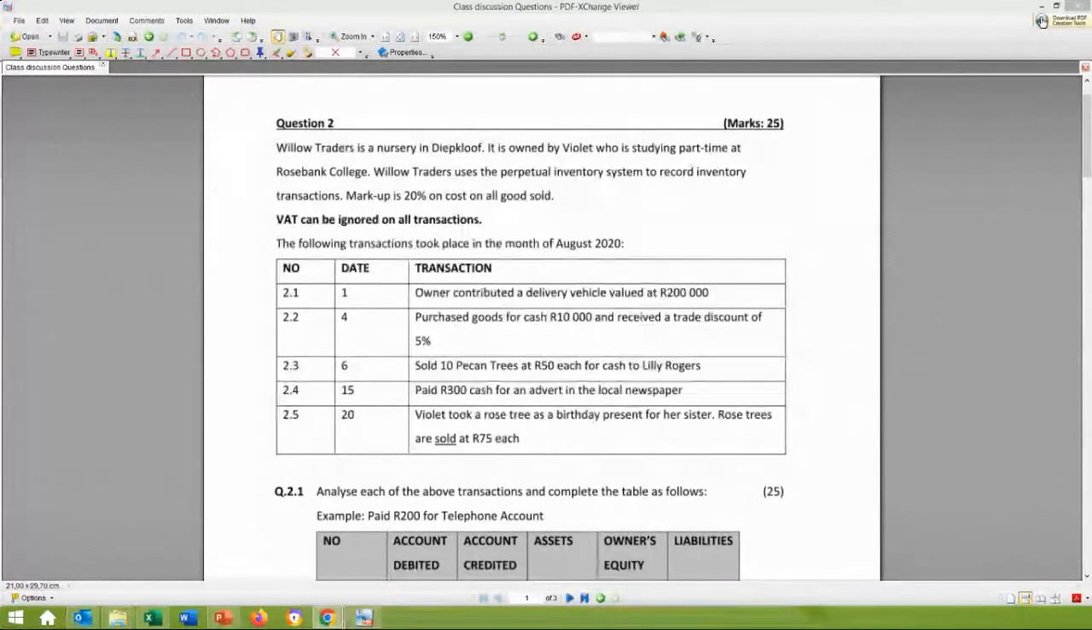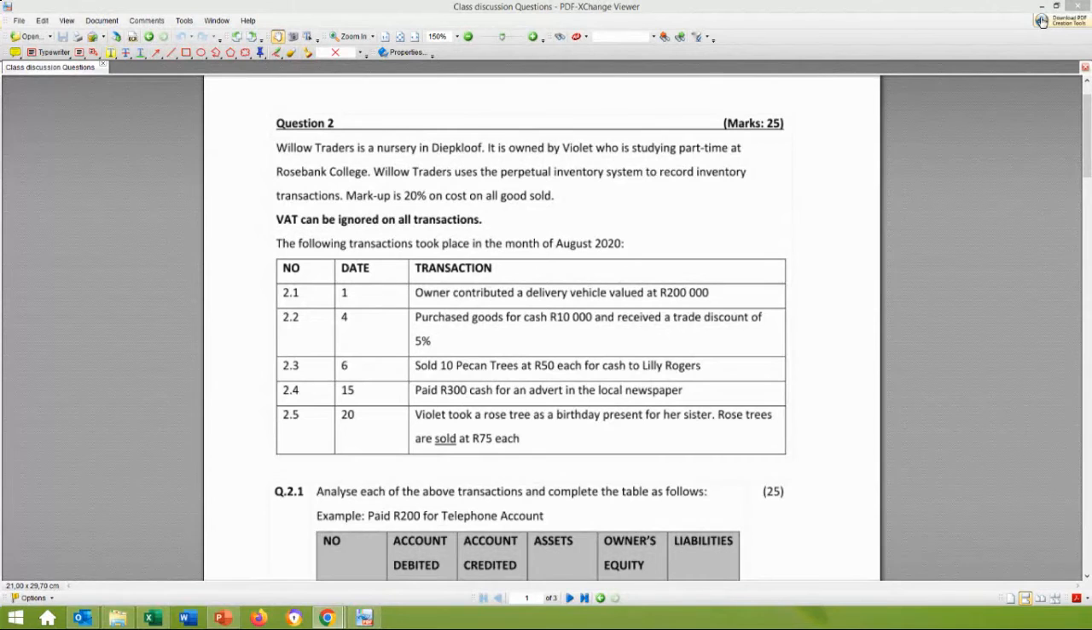Okay, welcome back everyone. In the second part, we are going to work through two questions. The first question is going to focus on the accounting equation, and the second one is going to focus on VAT. So what I'm going to do is work through the questions and show you what you need to see when you actually do a question in a test or an exam, and how to identify the information that you need to record.